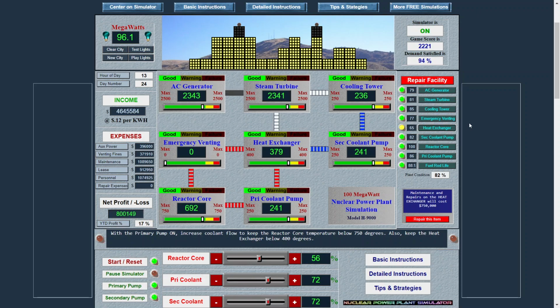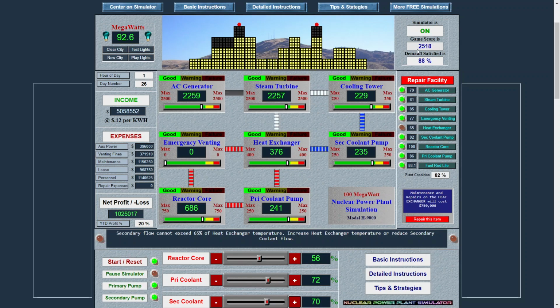Now it's good, we could already repair it, but I will just wait because it could be that we need to repair something else first. So I will increase a bit secondary flow to decrease heat exchanger temperature, but we are a bit in the limit in the AC generator also. Okay, that's fine. And we have almost 1 million, or a first million.